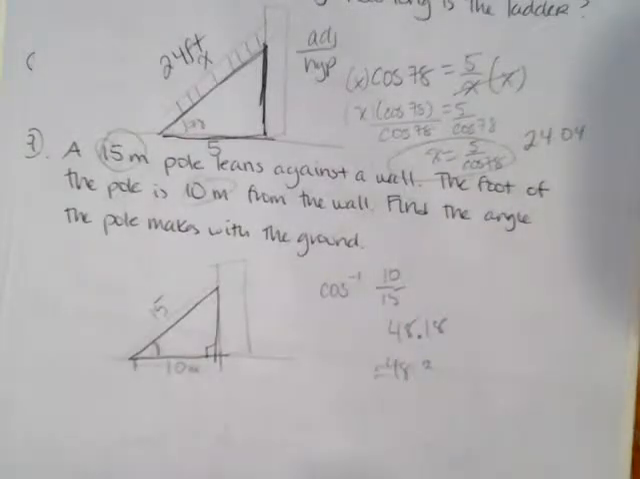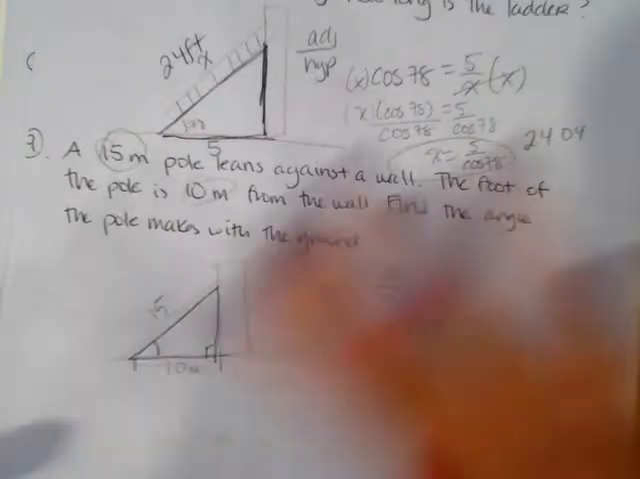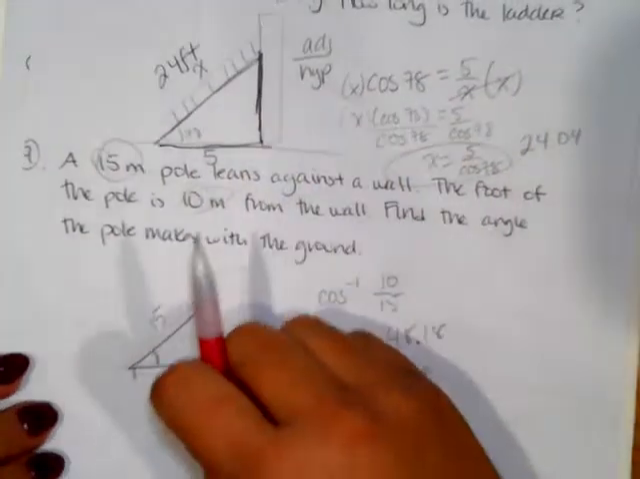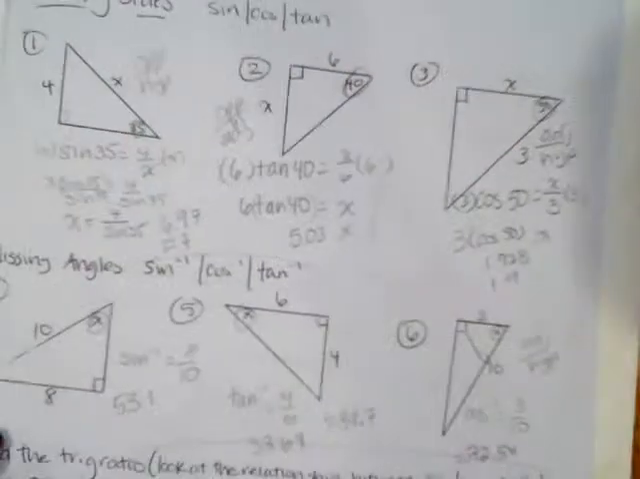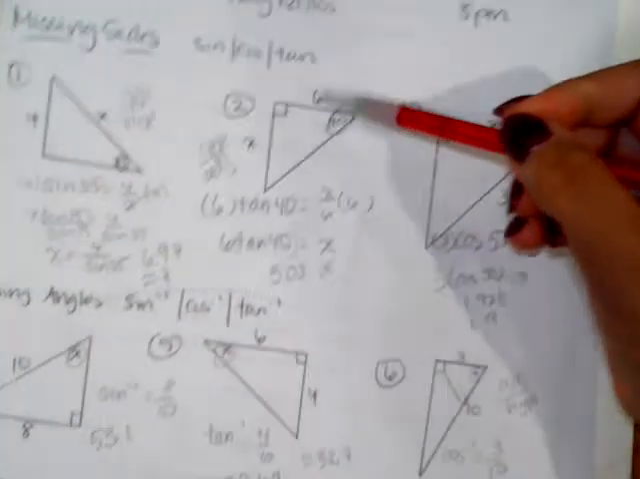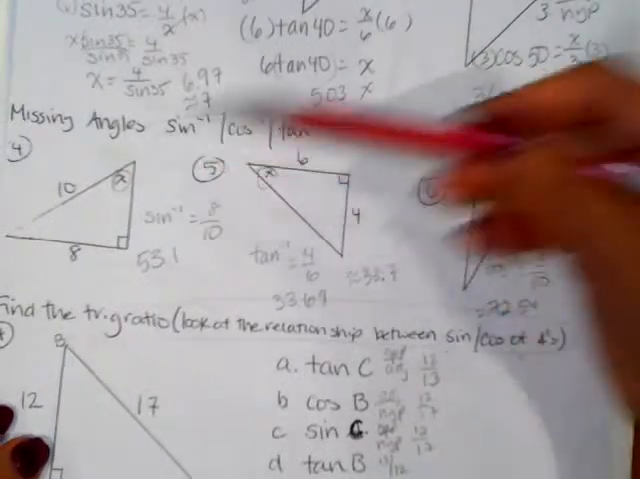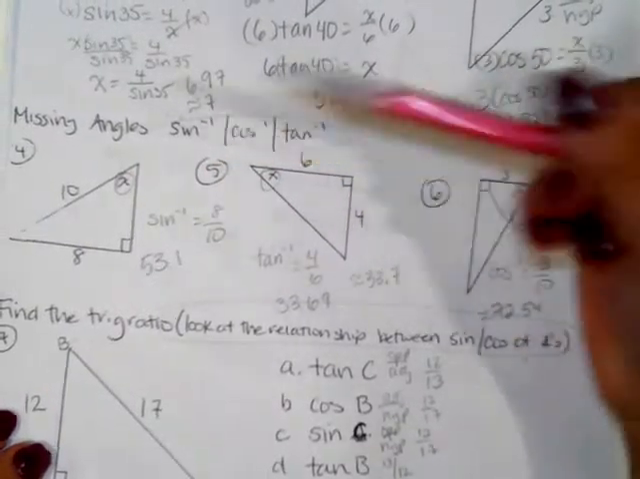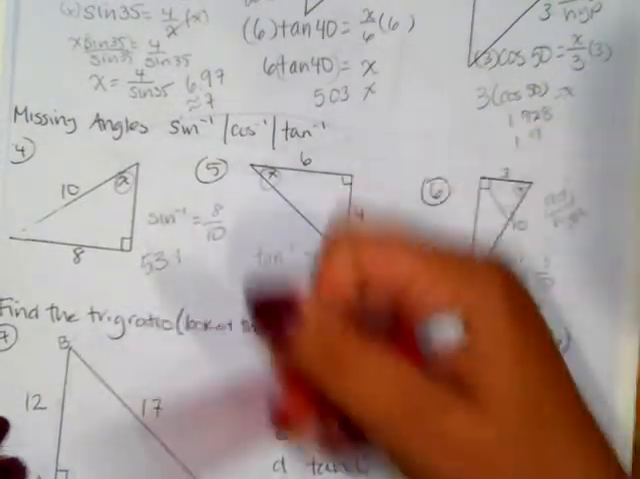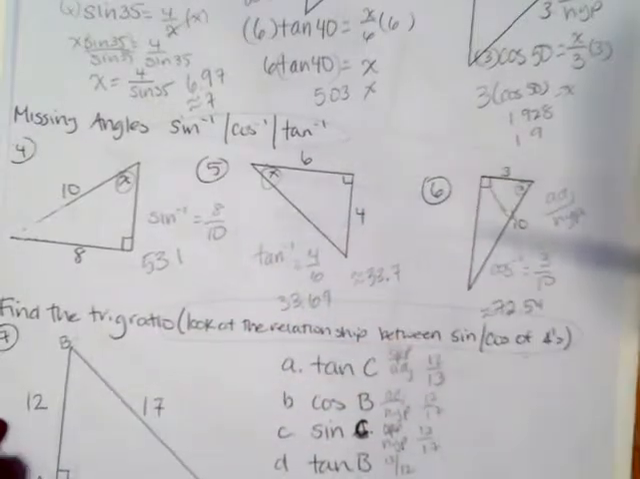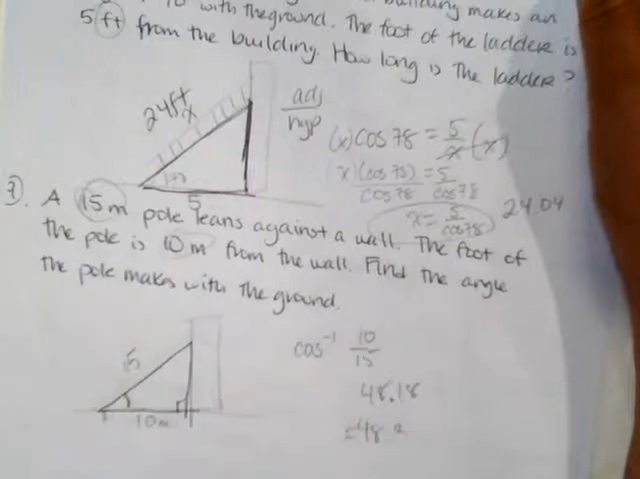I have a whole slew of word problems, but literally, these are the only new things on your test. It is missing sides using sine, cosine, tangent, missing angles, inverse sine, inverse cosine, inverse tangent, being able to look at these, sine, cosine, tangent, and then word problems. That's all the new stuff on your test for tomorrow.